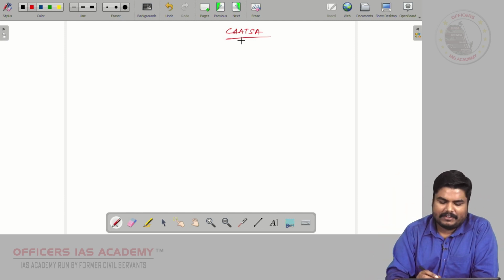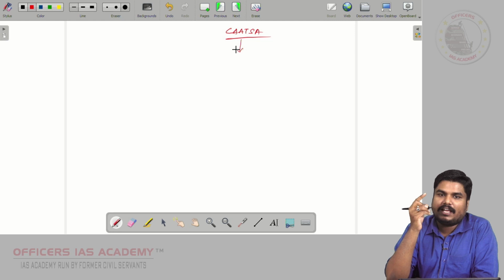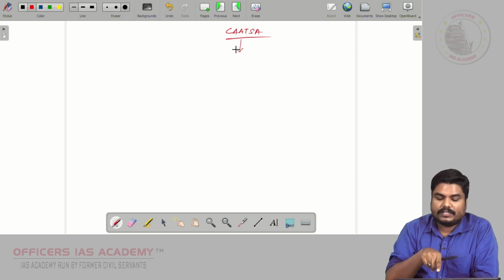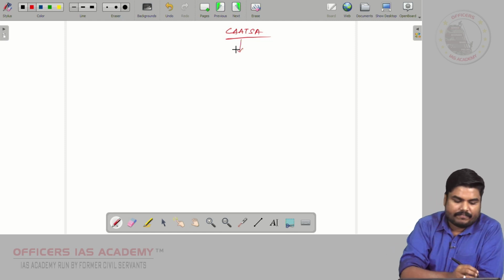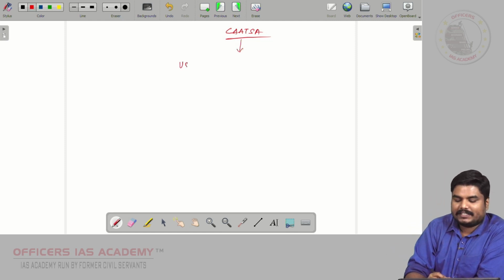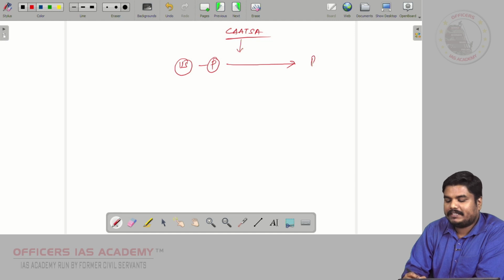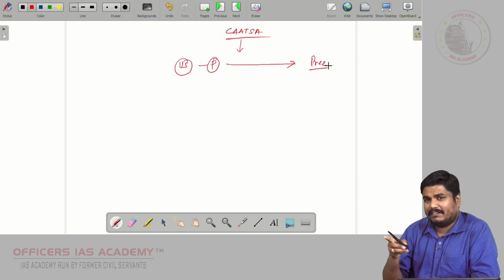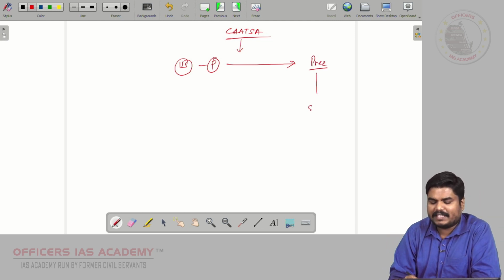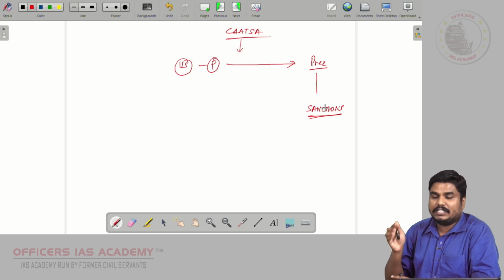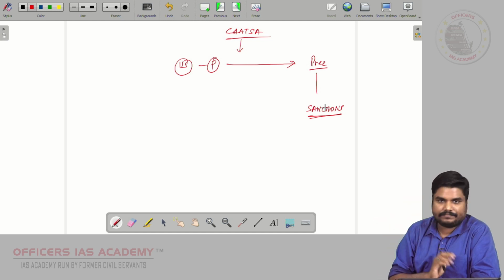Friends, the American Senate, simply I am saying it as Parliament, through this act has empowered the President or the government to impose sanctions on countries which are considered to be adversaries to America.